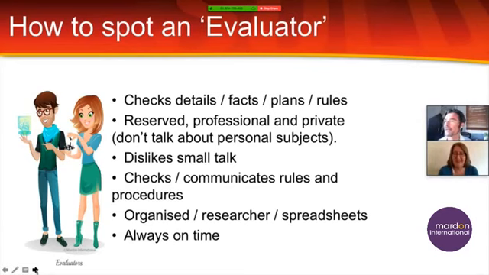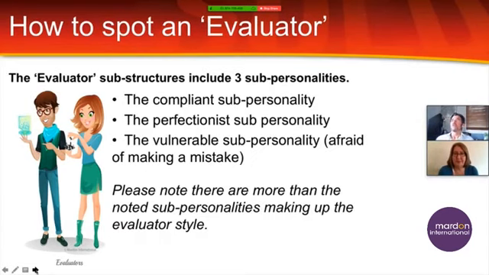Yeah, great. Definitely. So the evaluator, again, as Georgina pointed out, is made up of many sub-personalities, but here are three that you'll really notice. You won't notice the vulnerable one because you've got to work a lot with people to understand what the vulnerabilities are. But the top two, most of you will notice in an evaluator. So the first one is the compliance sub-personality. The compliance sub-personality goes, what are the rules here? If I know the rules, then I can't get in trouble.